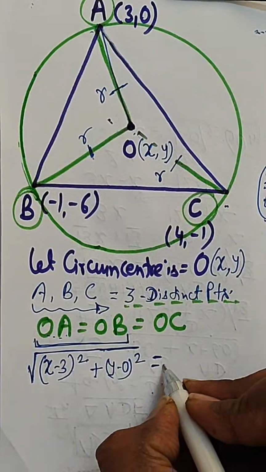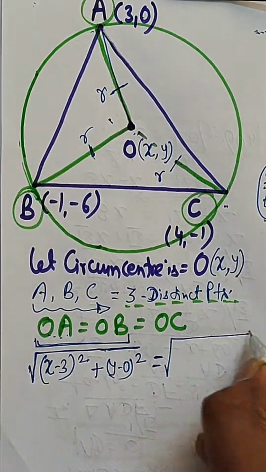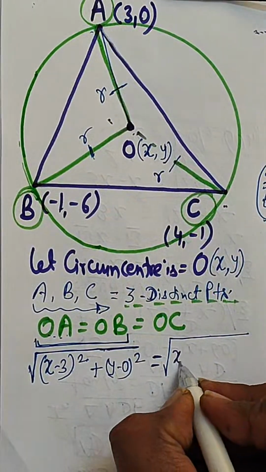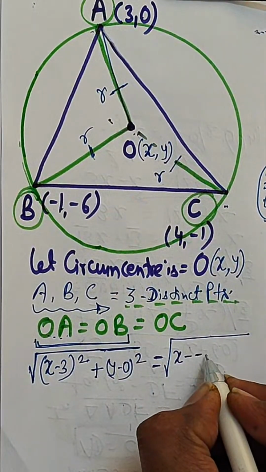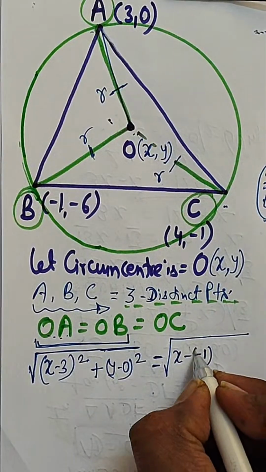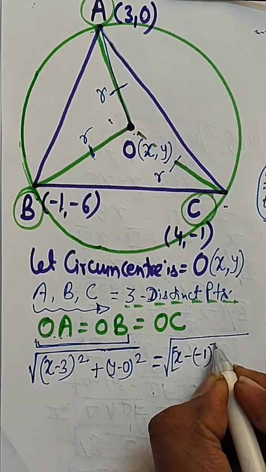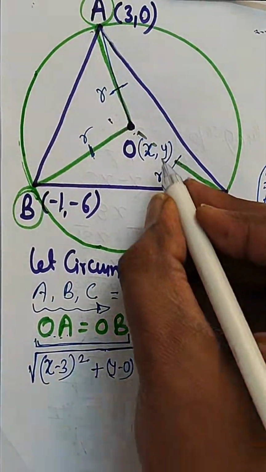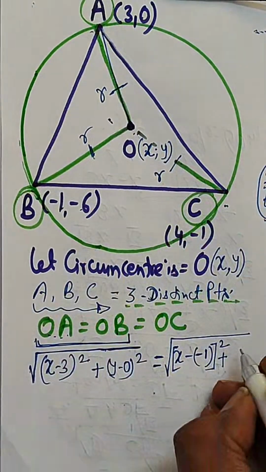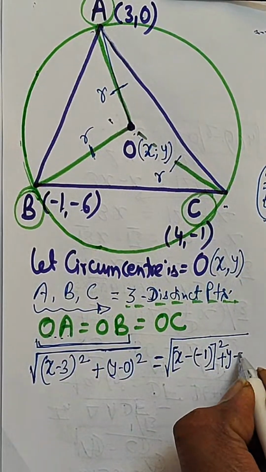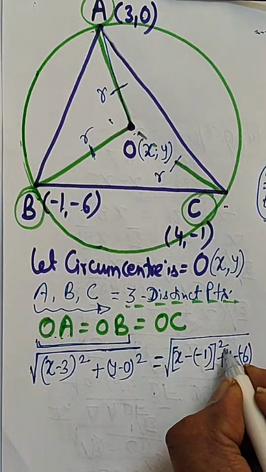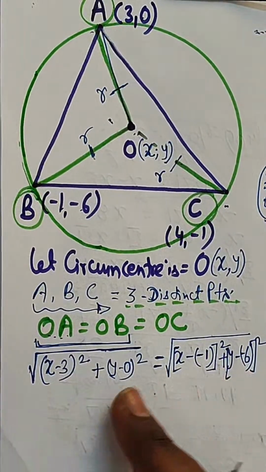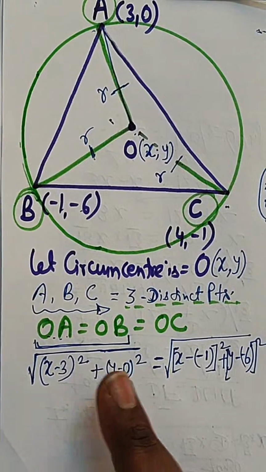What is the length of OB? Just use the same distance formula, then x minus minus 1. So this will be like this, x minus minus 1, right, whole square, plus y minus minus 6, whole square. Okay, this will give you one equation in the form of two variables x and y.